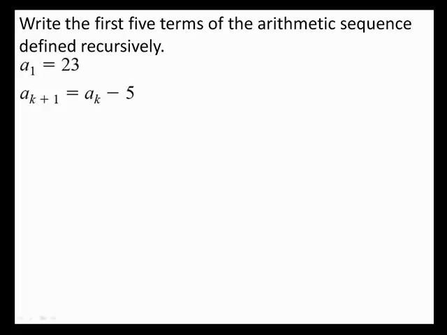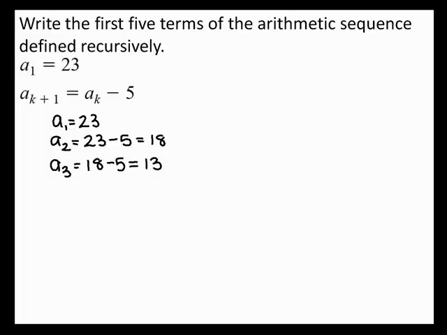Write the first 5 terms of the arithmetic sequence defined recursively. a sub 1 equals 23. a sub k plus 1 is equal to a sub k minus 5. a sub 1 equals 23. a sub 2 equals 23 minus 5. Simplify 23 minus 5. a sub 2 equals 18. a sub 3 equals 18 minus 5. Simplify 18 minus 5. a sub 3 equals 13.